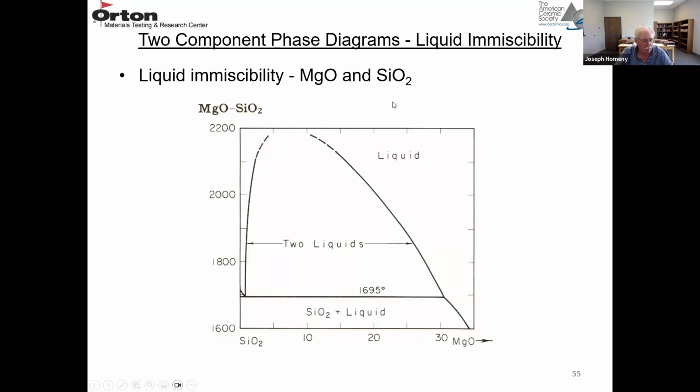So that finishes what I have today. Wednesday, we'll go over the ternary phase diagrams, three component phase diagrams. They're more complicated. So we'll finish that on Wednesday.